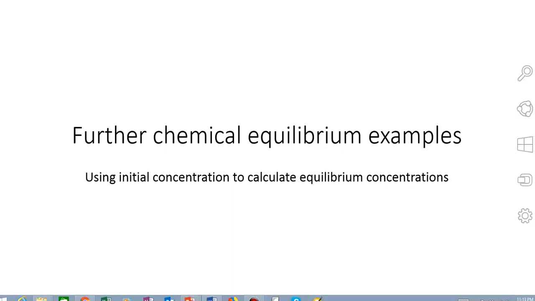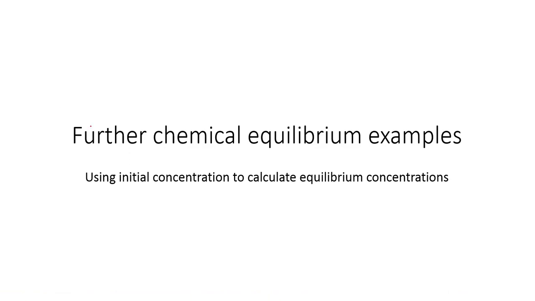In this video, we will look at 3 more examples on chemical equilibrium. In this case, we are looking at using initial concentration to calculate equilibrium concentrations. So that's what we will be targeting in these 3 examples.